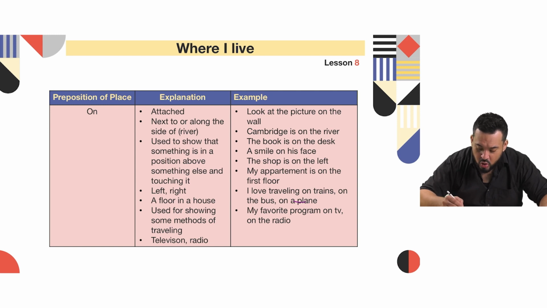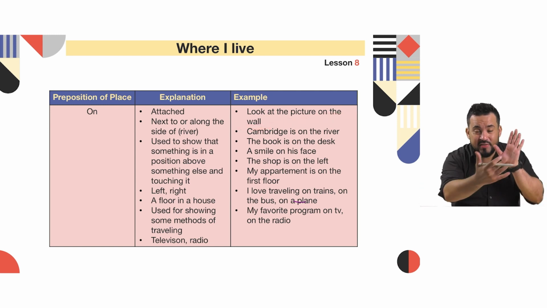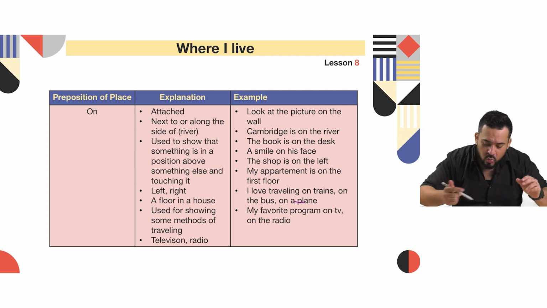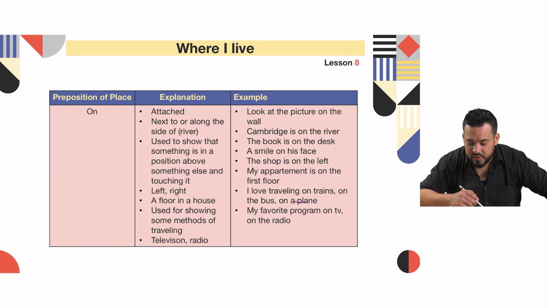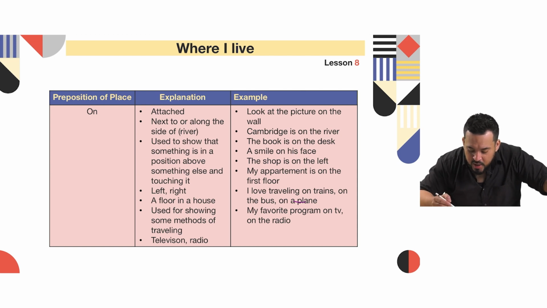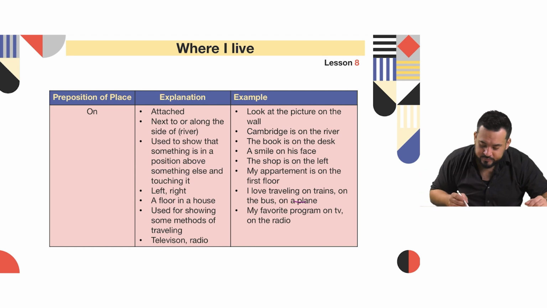Look at the picture on the wall. So it means it's attached to the wall, it's on the wall. Cambridge is on the river. So next to a river, we normally use "on", or alongside the river. The book is on the desk. My shop is on the left or on the right.